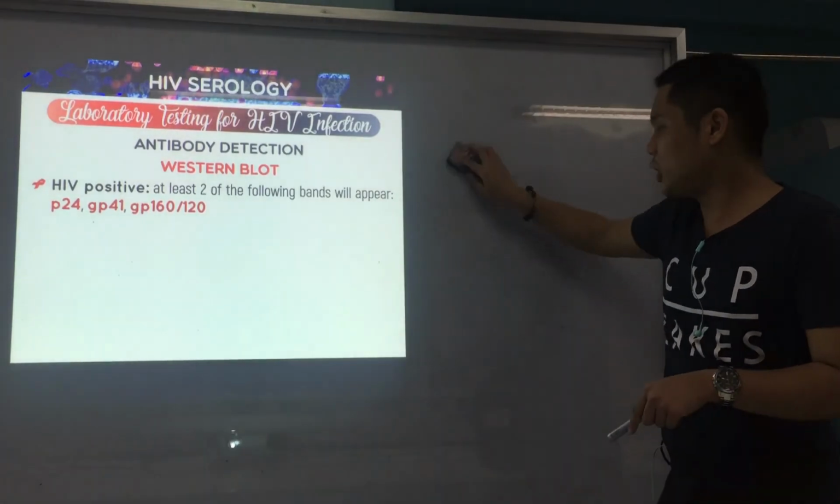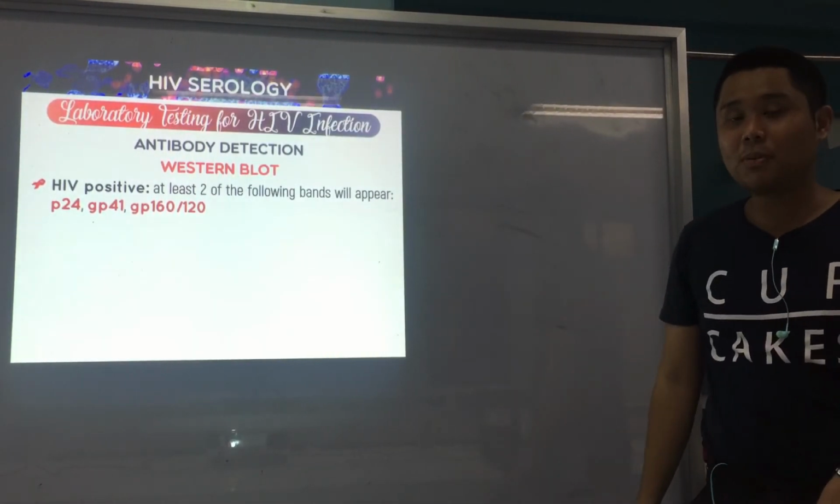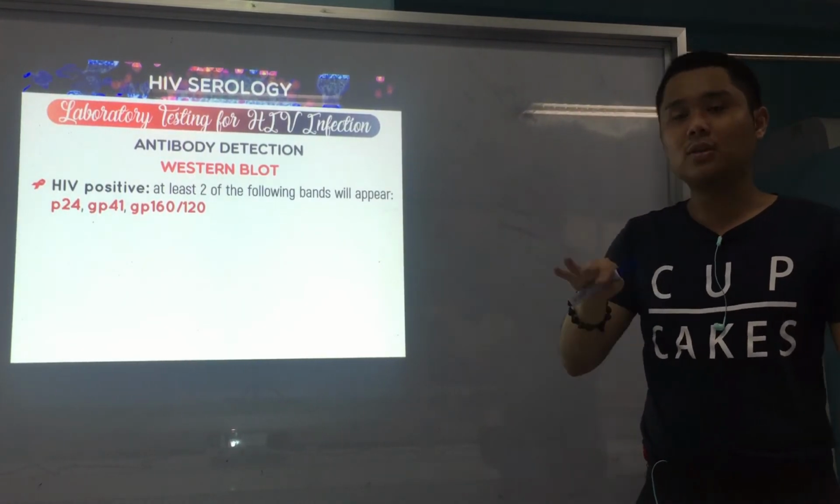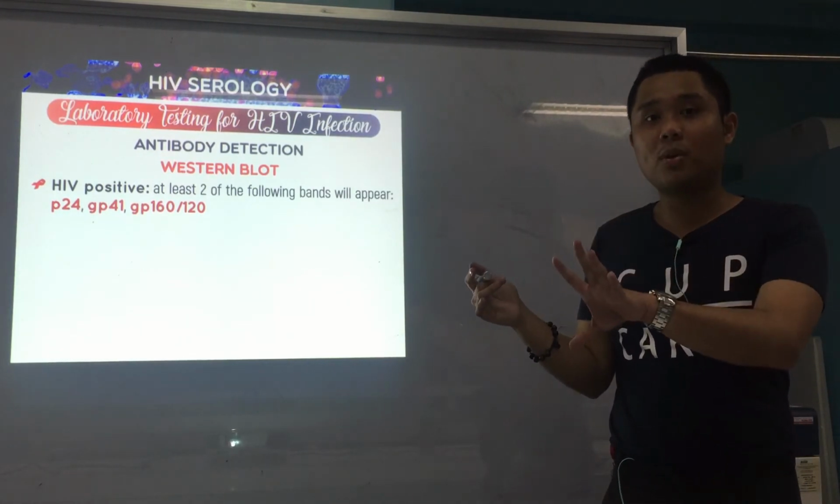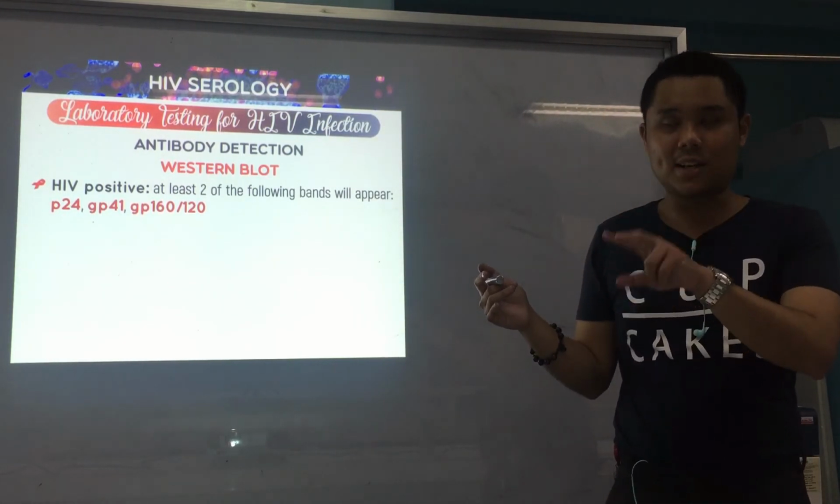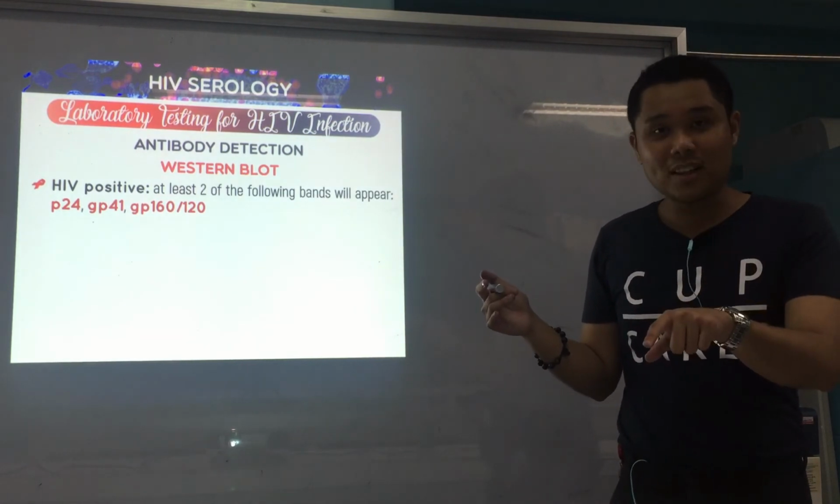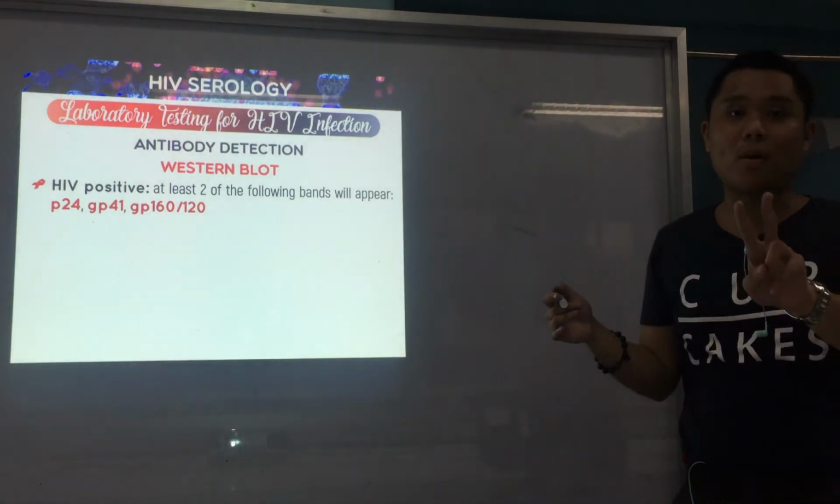at least two ha, so meaning two ang minimum, of the following bands will appear: P24, GP41, and GP160/120. So any of the two, P24, GP41, appears lang duha, positive. P24, GP160/120, positive. GP160/120, GP41, positive. Kung GP41 na usa, then that's negative. Dapat silang duha, at least duha ang mo-appear.